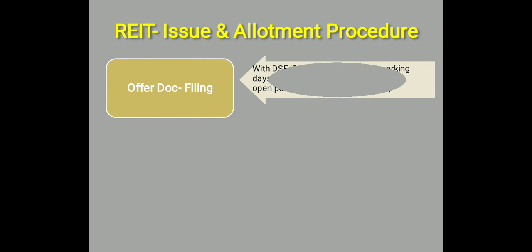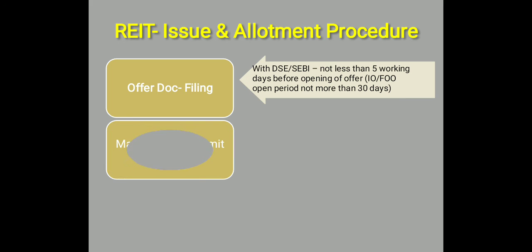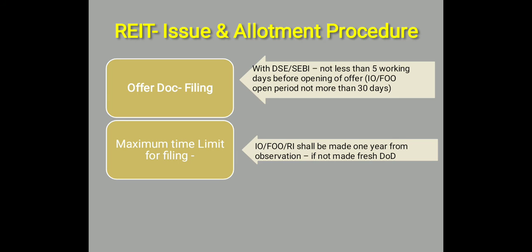Now, how is the offer document filed? The offer document shall be filed with the designated stock exchange and SEBI not less than 5 working days before opening of the offer. The initial offer or follow-on offer or rights issue, whatever REIT is in the process of filing, shall be made by REIT within a period of not more than 1 year from the date of issuance of observation by SEBI.